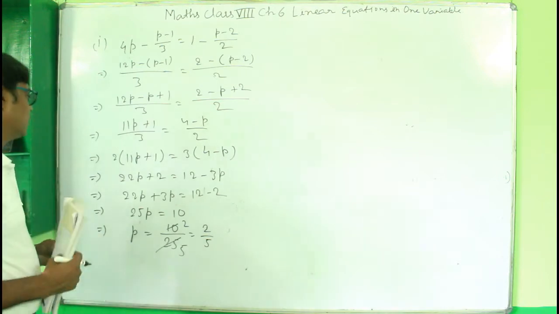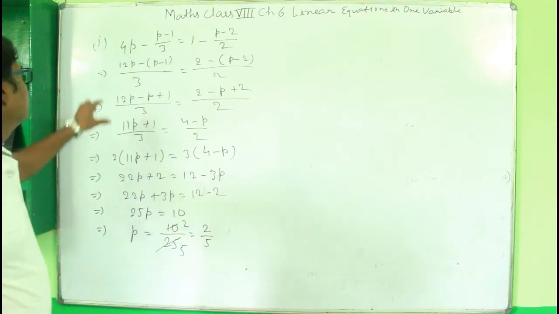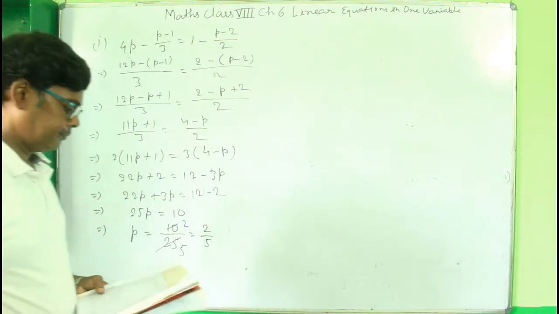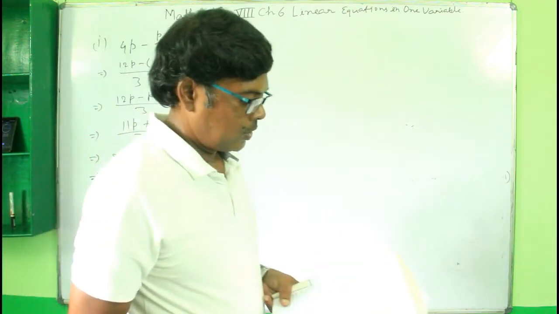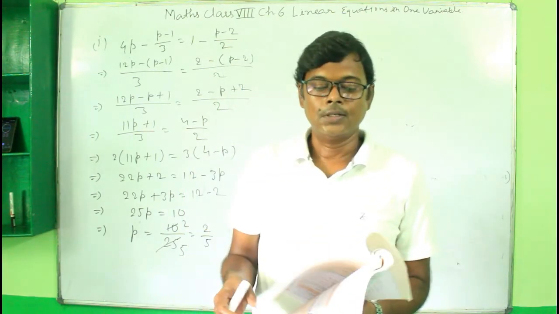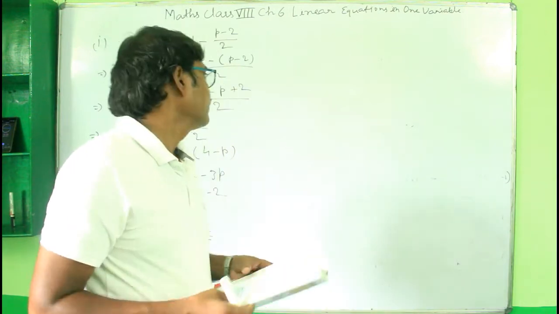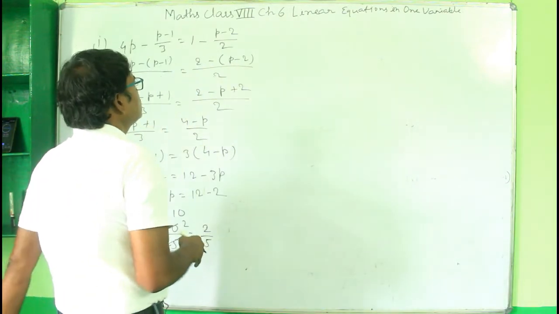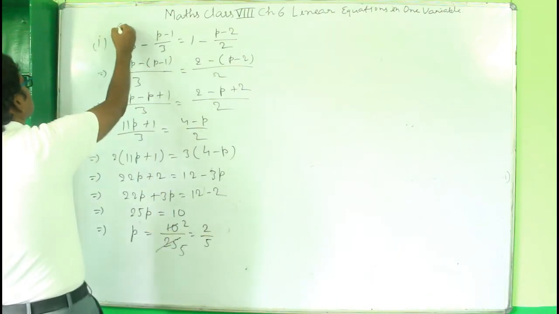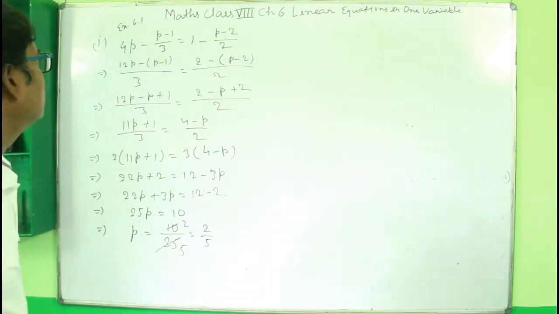So 2 by 5 is the answer of this question. So you can see, these are the main steps here. Then cross multiply and then you will get the answer. So now I will solve the word problems that are in the next exercise. Exercise 6.2. Okay, so open exercise 6.2 now. This was exercise 6.1. Now we have exercise 6.2.